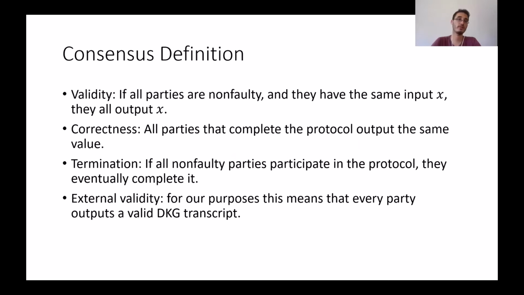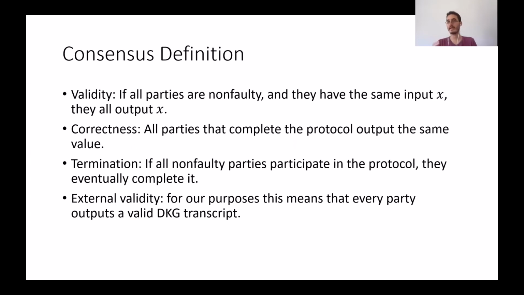Just as a reminder, a consensus protocol has the following three properties. The first one is validity. If all parties are non-faulty and they have the same input X, then they all output X. The second one is correctness. All parties that complete the protocol output the same value. This is the agreement part of the protocol. And finally, termination. If all non-faulty parties participate in the protocol, they eventually complete it as well.